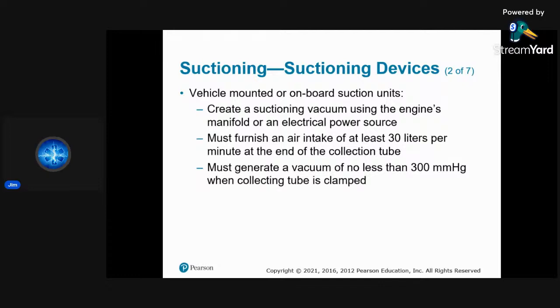And they must generate a vacuum of 300 millimeters of mercury when the tube is clamped. And that's how we test our suction units to see if they're working. We'll clamp it off, turn the suction on, and we want it to get to that 300 range within like 3 seconds.